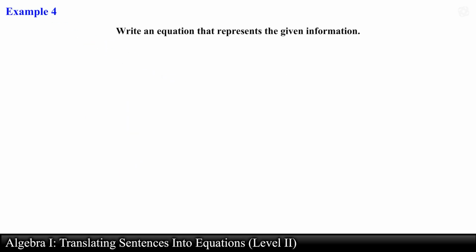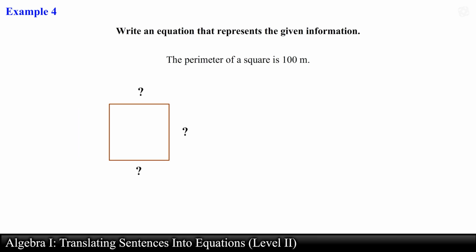Write an equation that represents the given information. The perimeter of a square is 100 meters. Alright, we need to translate this sentence into an equation. Notice that we don't have any information about the sides of this square. Usually when you don't know or have any information about a certain measurement or object, feel free to assign a variable to take its place.